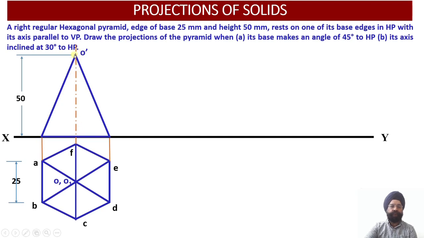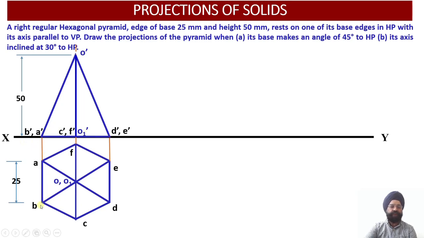Now we are going to join these lines over there. So these are the projectors. You see the projector drawn through B and A will be appearing onto the XY line, that is, onto the horizontal plane. Since this base, ABCDEF, happens to be perpendicular to the vertical plane and it is lying on the horizontal plane, the projections of the base will be available on the XY line, that is, on the horizontal plane.